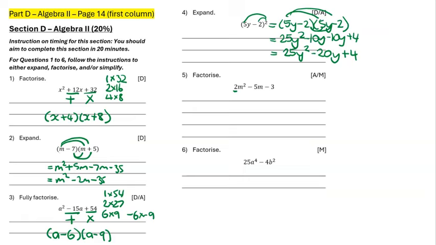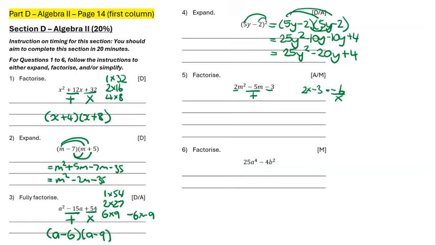Factorizing with a coefficient is a lot more annoying to do. So we've got to use something called the grouping method. Hopefully your teacher talked to you about it. So that times that, 2 times negative 3, is the first step. That's going to become negative 6. So I now need to think what adds to negative 5 and multiplies to negative 6.